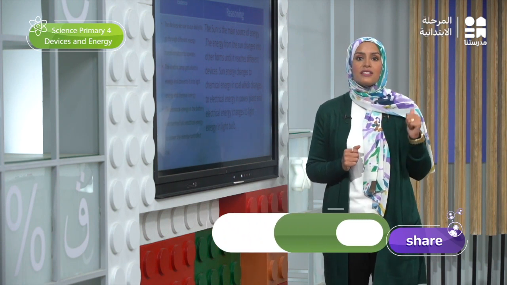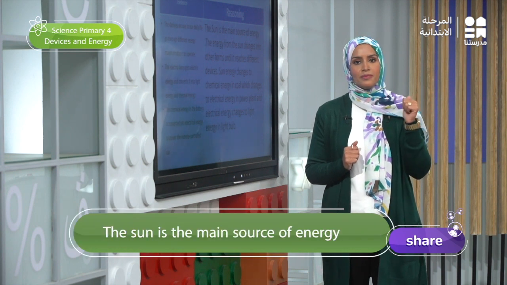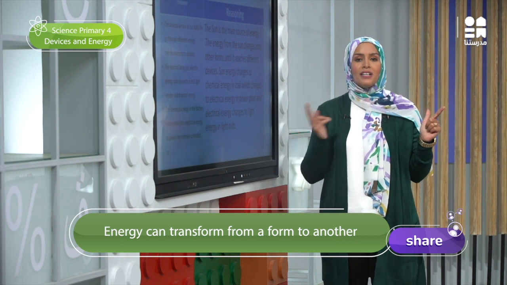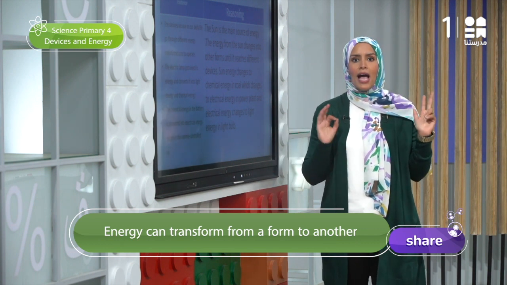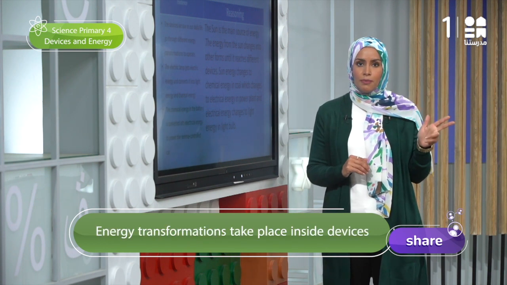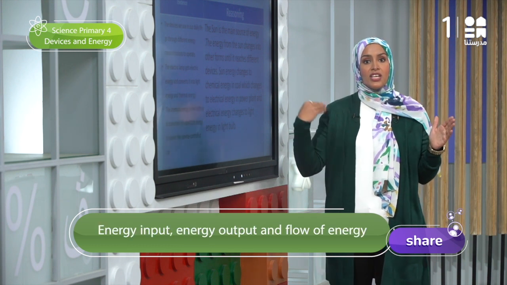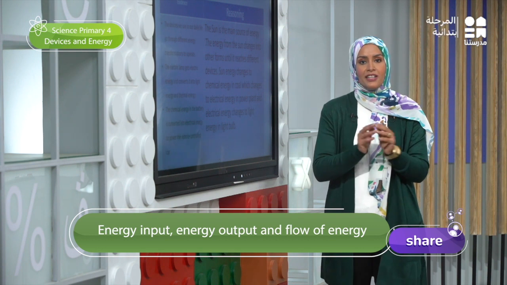The first point: the sun is the main source of energy. The second point: energy can transform from one form to another. And the last and most important point: energy transformations happen inside devices. Energy input, energy output, and flow of energy.